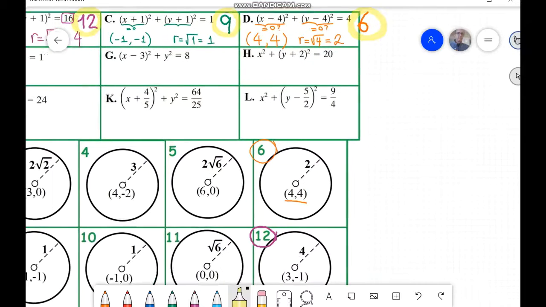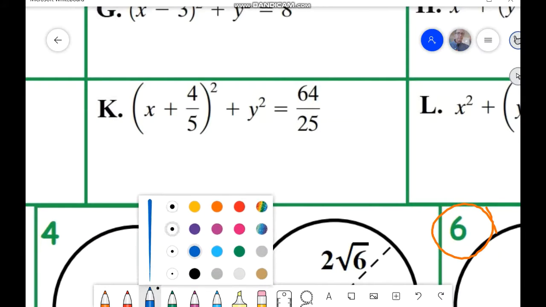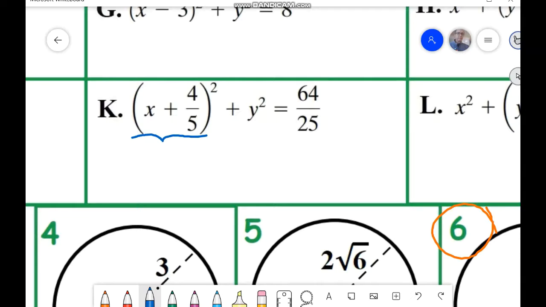Makina is asking about letter K. Not a problem. Let's check letter K. The only difference is it has fractions, but we can calculate. That's not a problem. What makes x plus 4 over 5 equals 0? What is the value of x that makes x plus 4 over 5 equals 0? X equals negative 4 over 5, right? Negative 4 over 5 plus 4 over 5, 0.